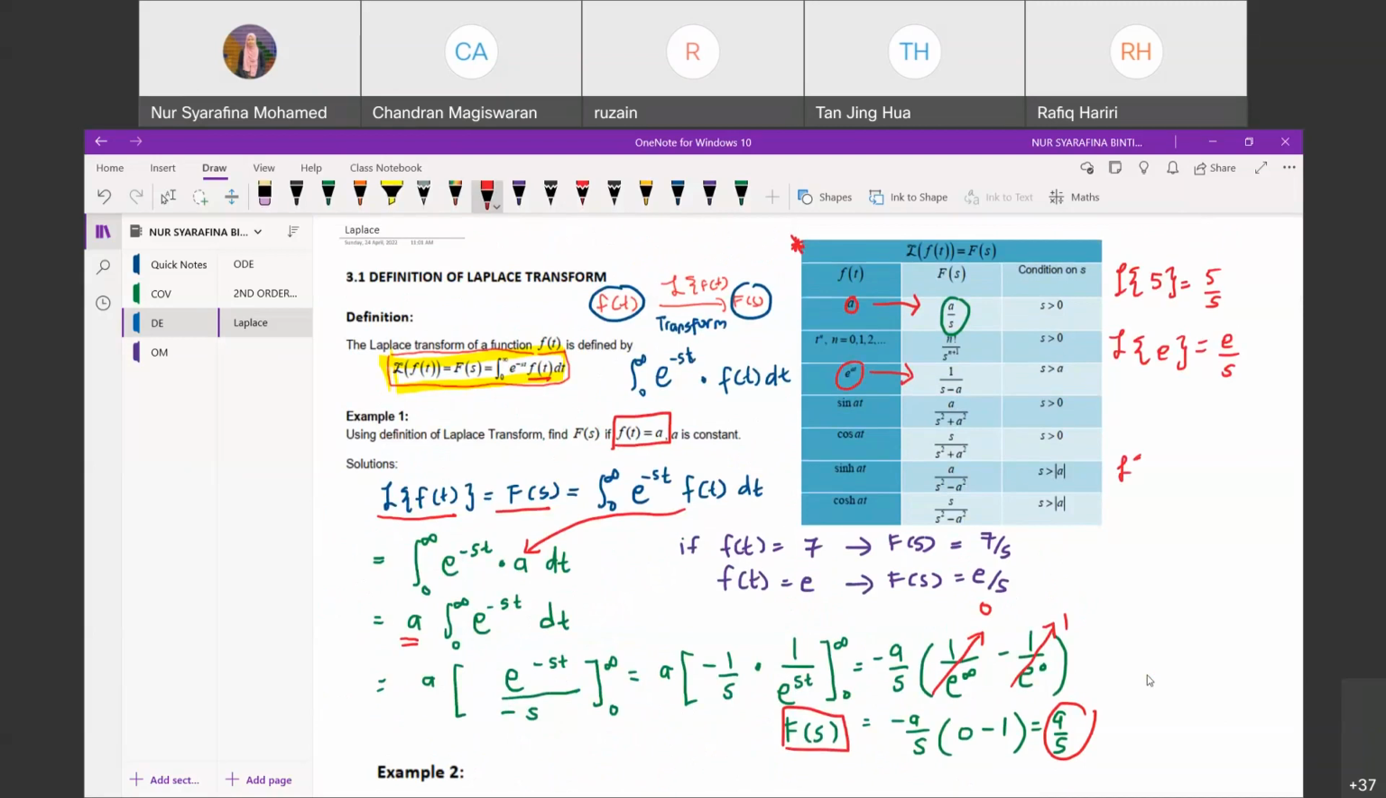So if you want to transform e^t, then you will have 1 over s minus 1. If you have e^(-2t), then you will have 1 over s minus minus 2, which should be 1 over s plus 2. So this is how you transform the exponential. Okay, basically this is how you transform by using the definition, apply the definition, multiply with e^(-st) and apply the limit. Okay, basically the table here is obtained by the definition. Clear?